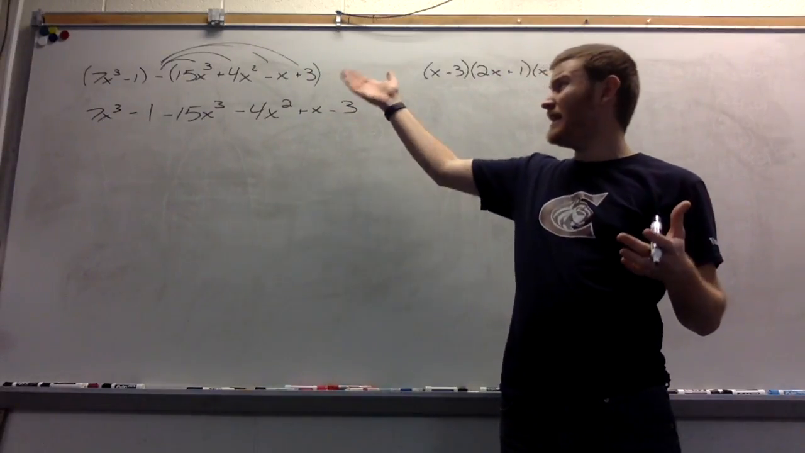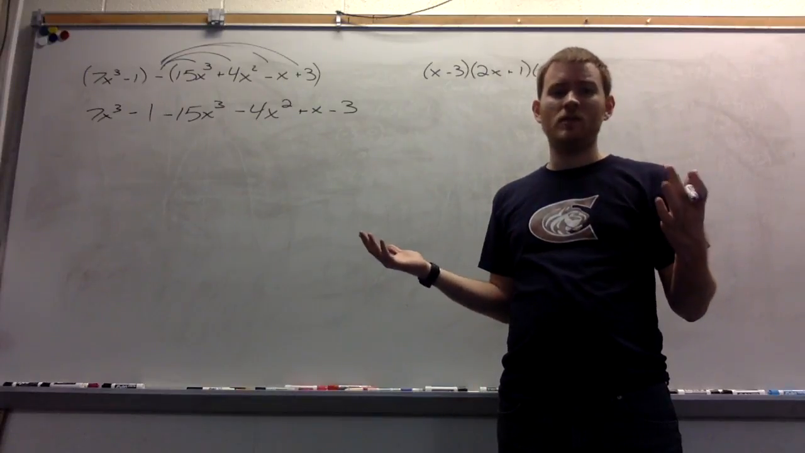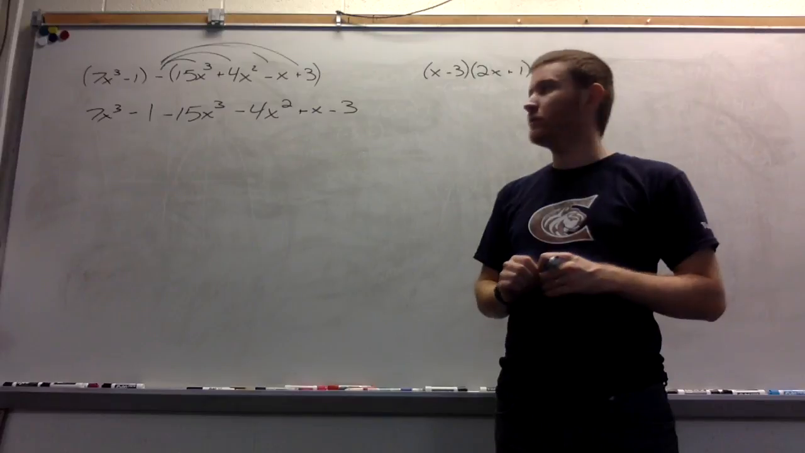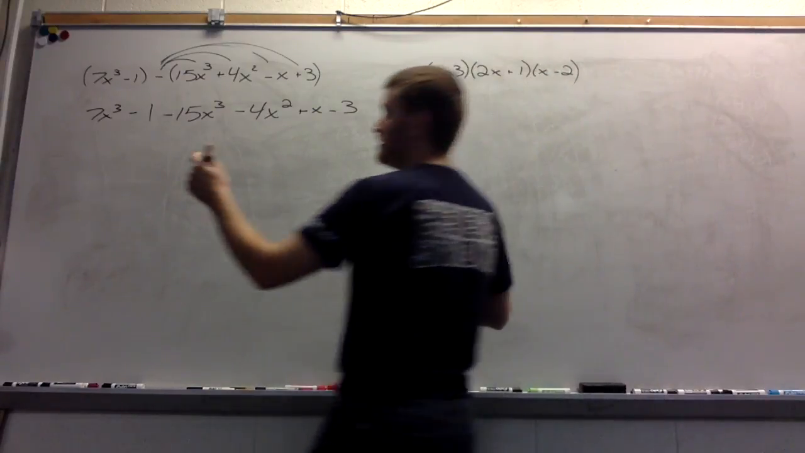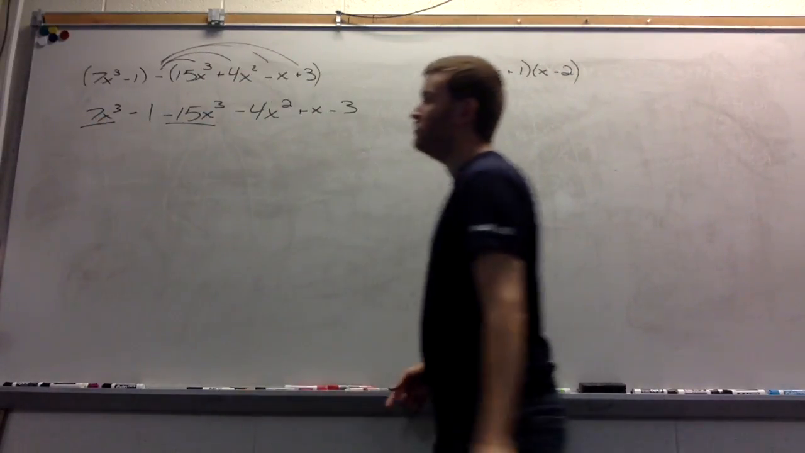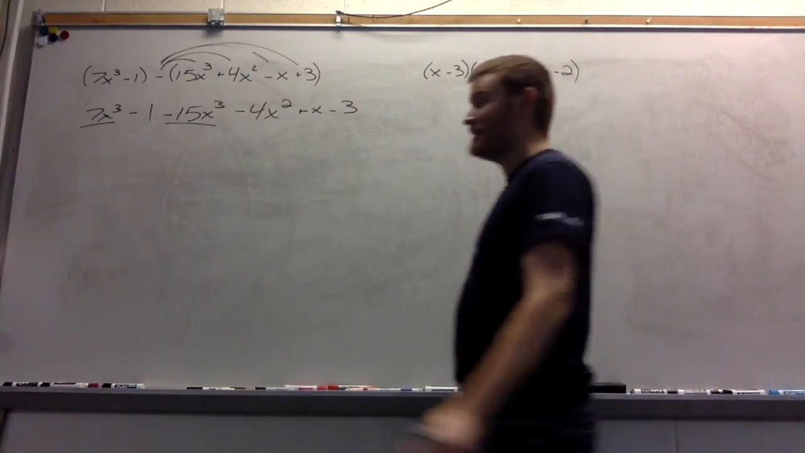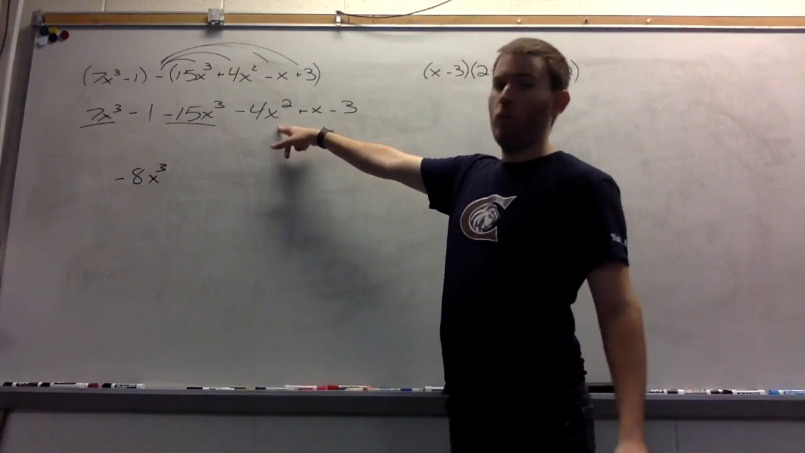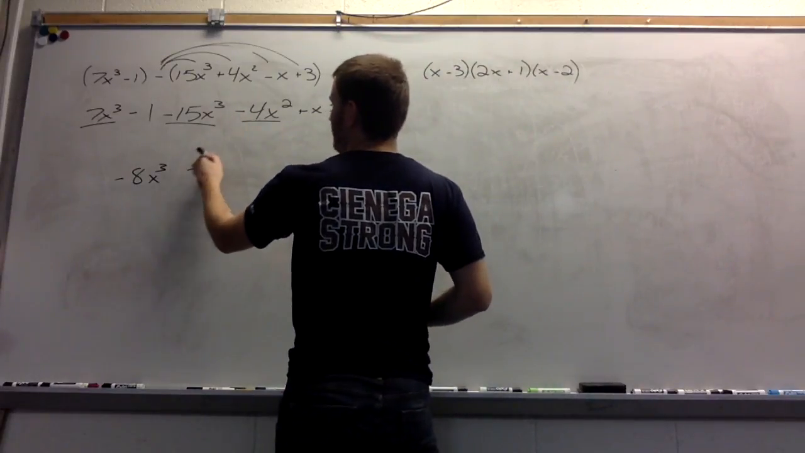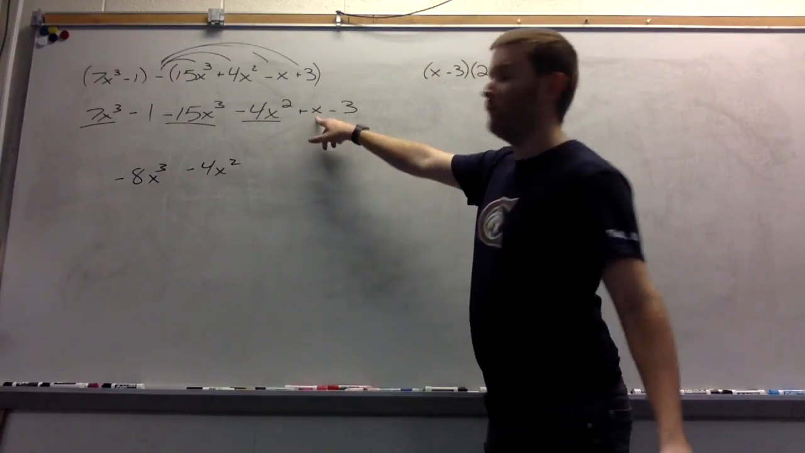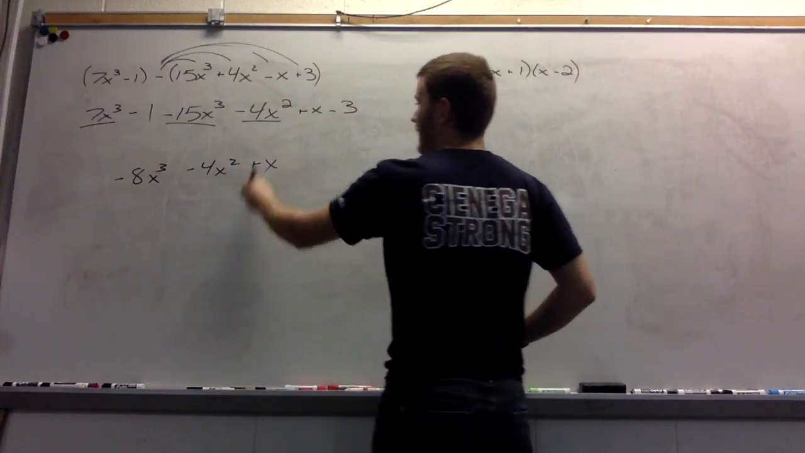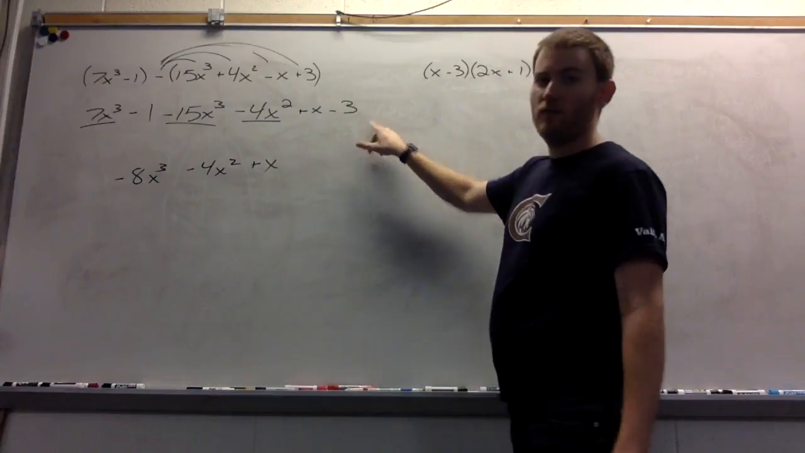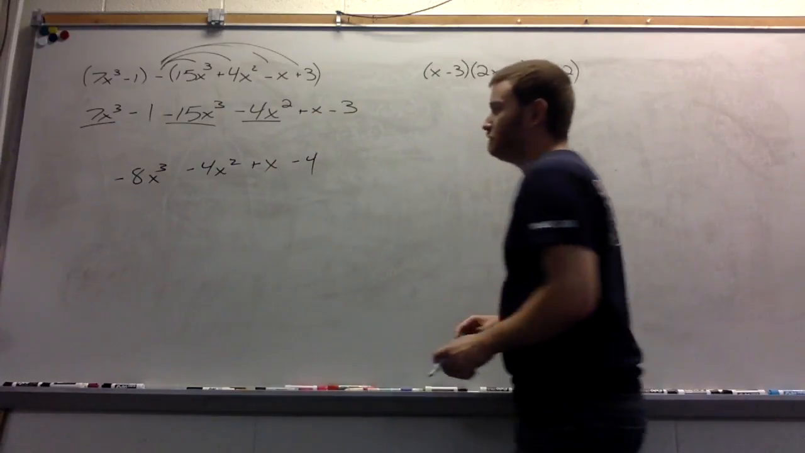Once I've gotten rid of that negative sign, I really don't need the parentheses anymore, and at this point I'm just trying to add and subtract like terms. Like terms are this. I've got x cubed and x cubed. 7 minus 15 is negative 8. So it's negative 8x cubed. I only have one x squared, so it's negative 4x squared. I only have one x, so it's a positive x. And then with my numbers, I have negative 1 and negative 3. That gives me negative 4.